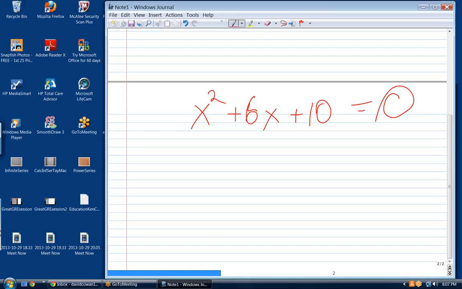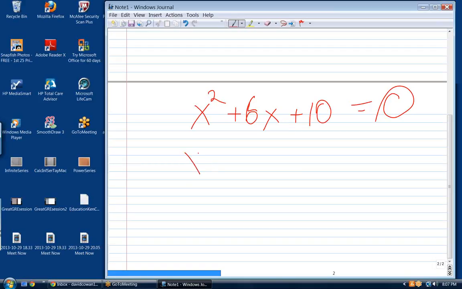Can this be factored in a normal way? No, because there's no factors of 10 that add to 6. 2 and 5 don't add to 6. 10 and 1 don't add to 6. So I would normally have to use the quadratic formula to solve this. But the quadratic formula was actually come up with by completing the square. So the other method I have of solving this is to complete the square.